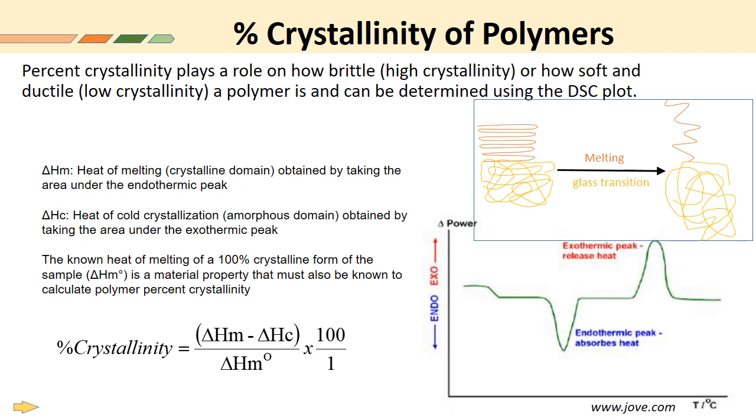Now we want to talk about the percentage crystallinity of polymers, which is also where we can apply DSC. DSC provides a rapid method for determining polymer crystallinity based on the heat required to melt the polymer. This is achieved by measuring the enthalpy of fusion and normalizing it. The heat of melting is obtained by taking the area under the endothermic peak, which we can see in the plots marked blue, where it absorbs heat. The heat of cold crystallization is obtained by taking the area under the exothermic peak. Then the formula to determine the percentage crystallinity of the polymer is shown.